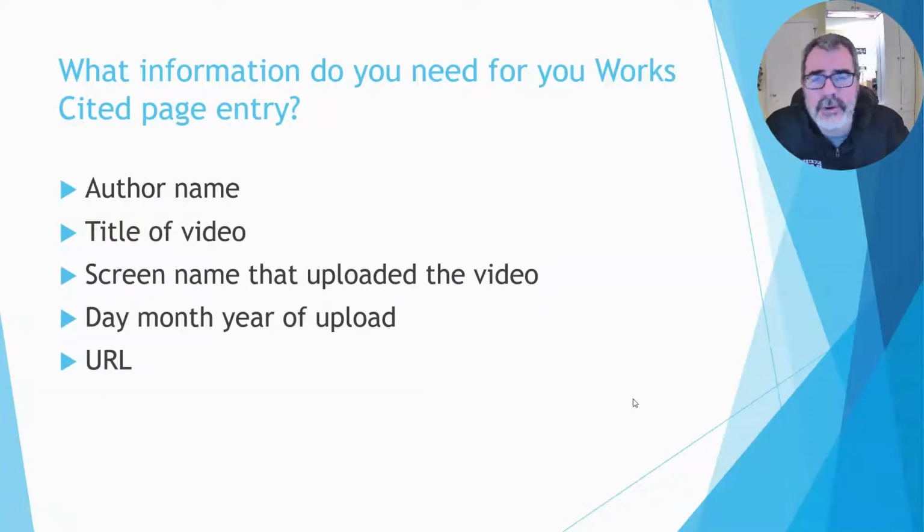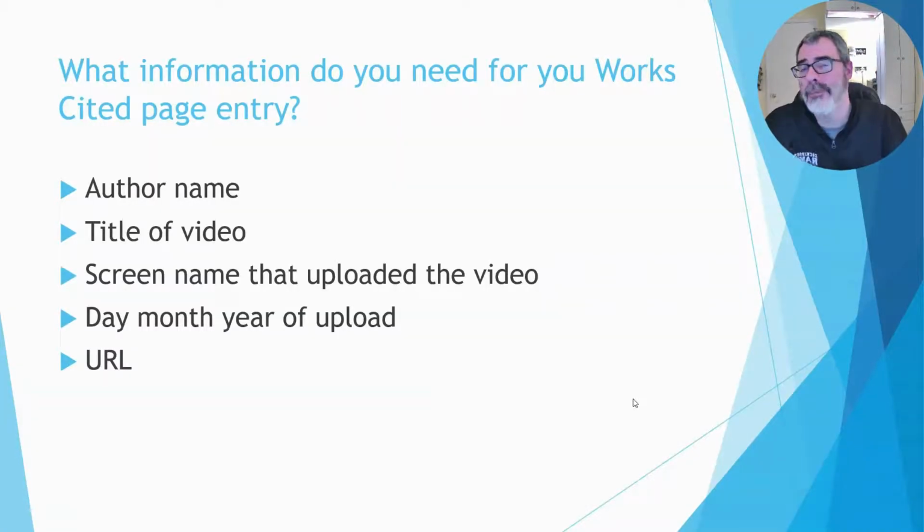You need some information, of course. You need the author's name. Now, when we say author's name, we're talking about the actual creator of the video, not the YouTuber who uploaded the video. We need the title of the video as it appears on YouTube. We need the screen name of the YouTuber who uploaded the video. Then we also need the date when the video was uploaded, not when it was created, but when it was uploaded. And then last but not least, we need the URL.